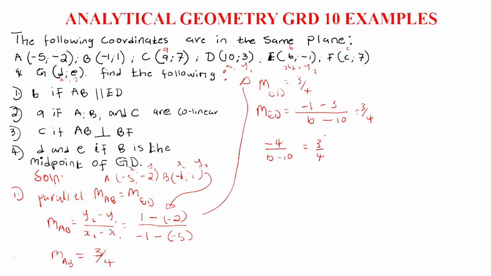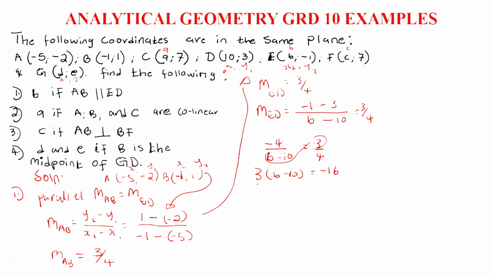Therefore, what you're left with here, you just need to cross multiply. Okay, when we cross multiply, this will multiply by this. Okay, we just need to cross multiply here, and then therefore we're going to have 3 times (b minus 10), and therefore 4 will multiply with minus 4 is going to be minus 16.